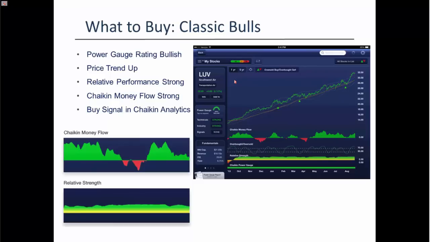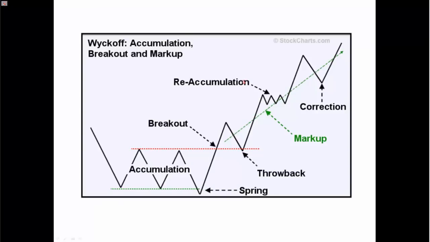So let's get into the meat of this. We have what we call a classic bull. The power gauge rating is bullish. Here's Southwest Airlines. Price trend is up. Very important that it be outperforming the market. We've converted relative strength from a number into a red-green heat map, and that red-green heat map makes it easy to see if the stock's outperforming the market. We'd like to see strong Chaikin money flow, which is where I made my reputation, because it's telling you the institutions are buying the stock, and then we look for a buy signal in Chaikin analytics, and we call that a classic bull.